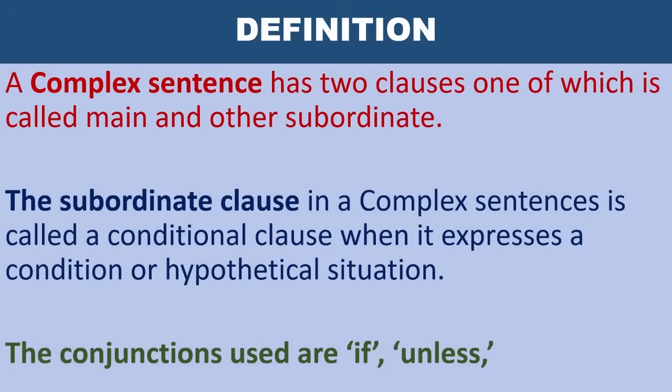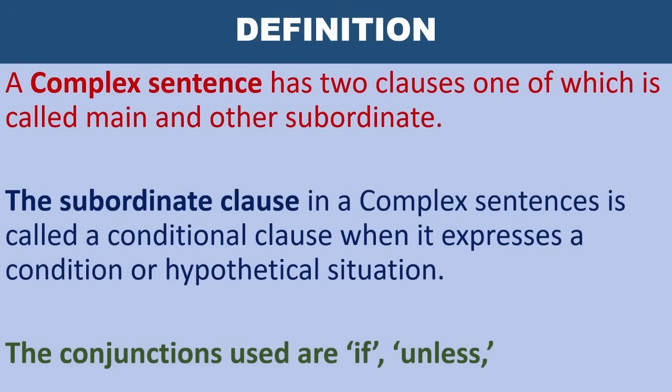In a complex sentence, you can have 2 clauses or 3 or 4, but only one main clause. The rest of the clauses are all subordinate and each one of them is joined with a conjunction. The conditional clause is a subordinate clause because it expresses, as I told you already, a condition. It expresses a hypothetical situation.